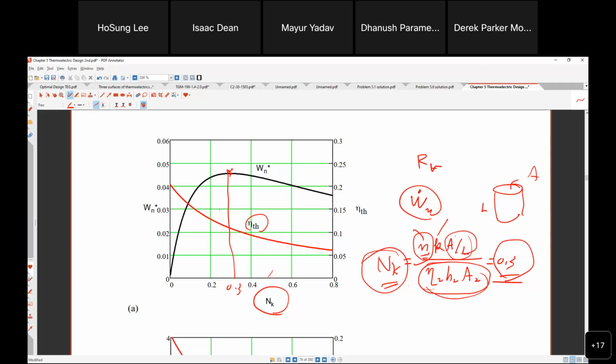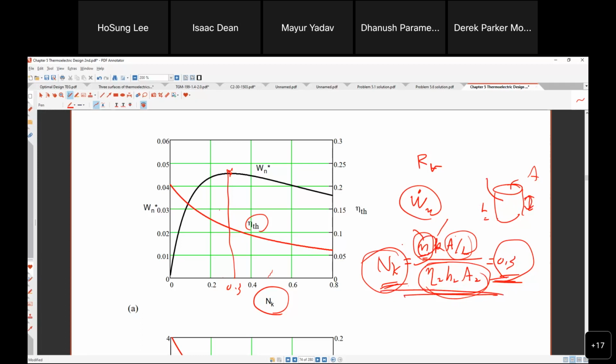What is interesting is the L. If L is reduced, then it's going to increase and then decrease. The interesting indication is that if we reduce L, we can reduce the number of thermocouples. That's great news because the thermoelectric material is expensive. Bismuth telluride is expensive per pound. So we can go even smaller, and it's still optimum. This is amazing.